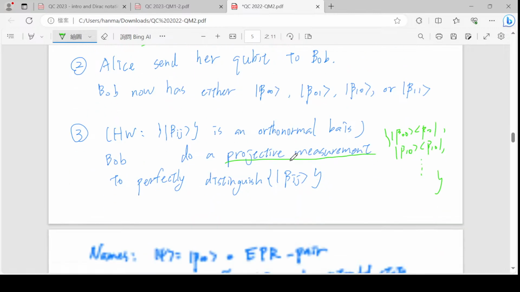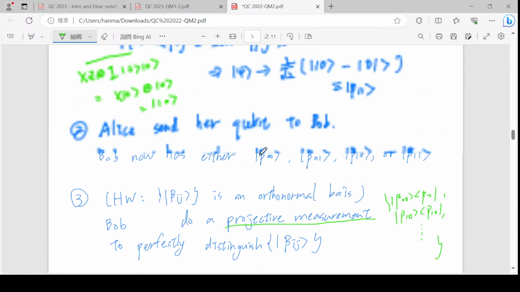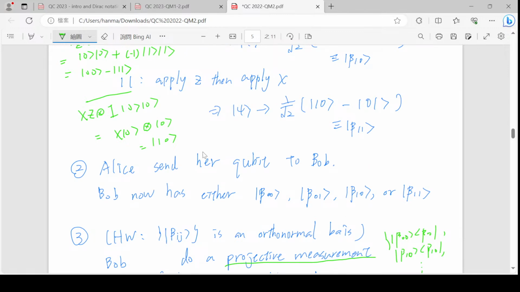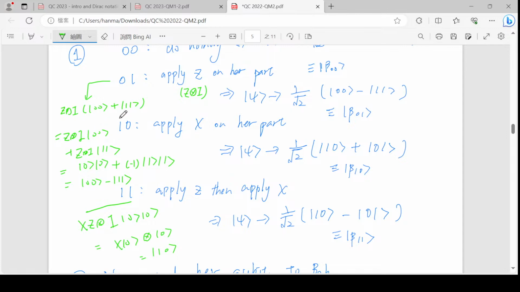Okay. So Bob can perfectly distinguish those 4, and that already completes our protocol, because we know those 4 correspond to 4 different messages. So if Bob does the measurement and sees the state, for example, beta 1,0, then he knows that the classical message Alice had is 1,0. Okay, any questions so far?